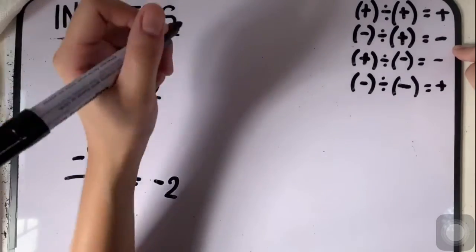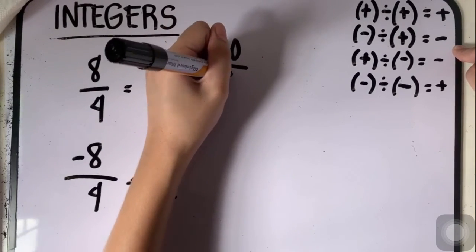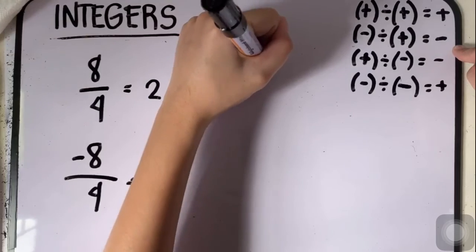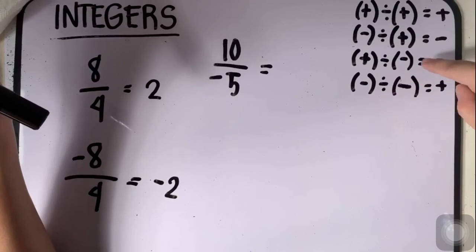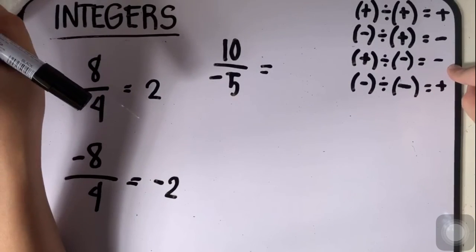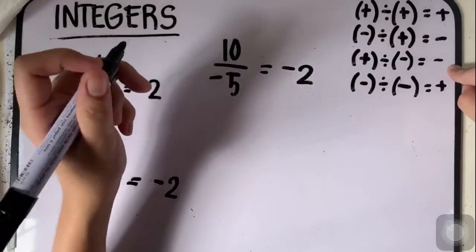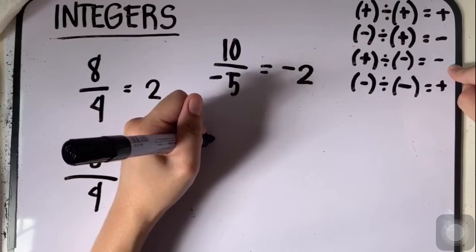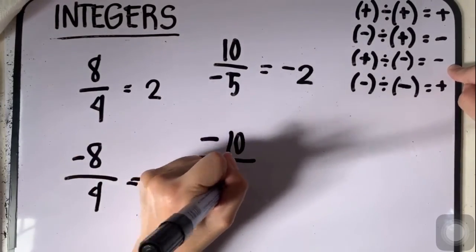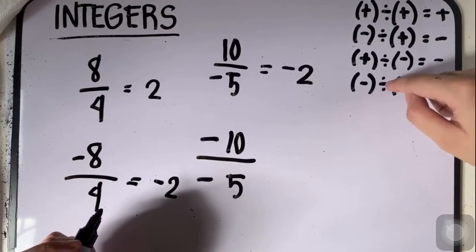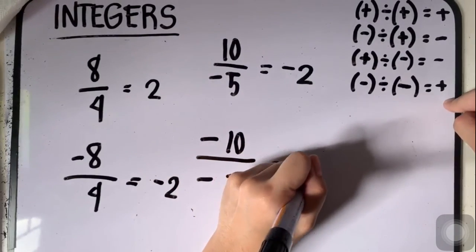Now, what if positive 10 over negative 5? Positive divided by negative will result in a negative value. So our final answer will be negative 2. Now, what if our given is negative 10 over negative 5? Negative divided by negative is positive. So our final answer will be positive 2.